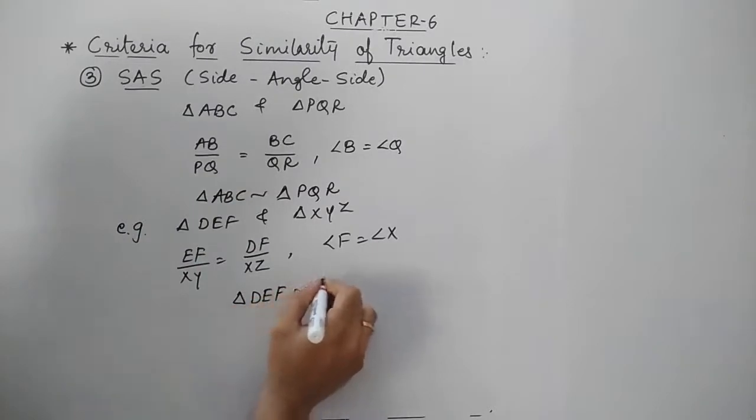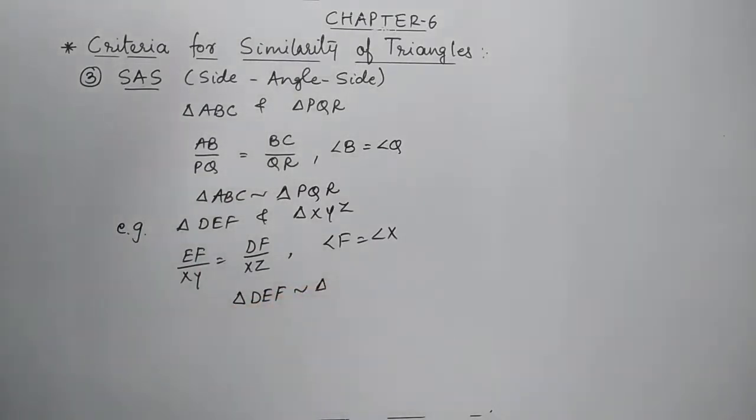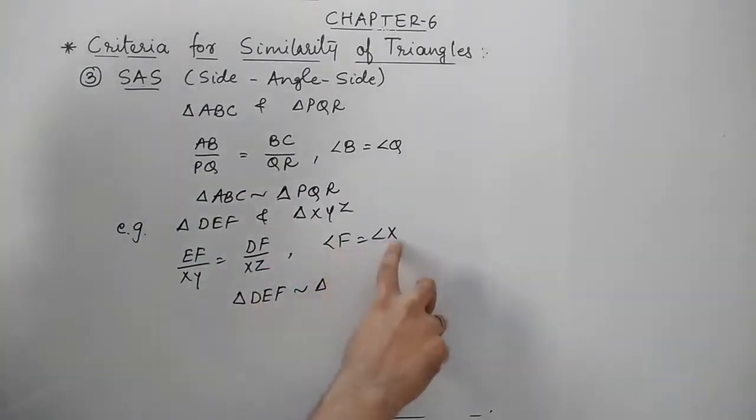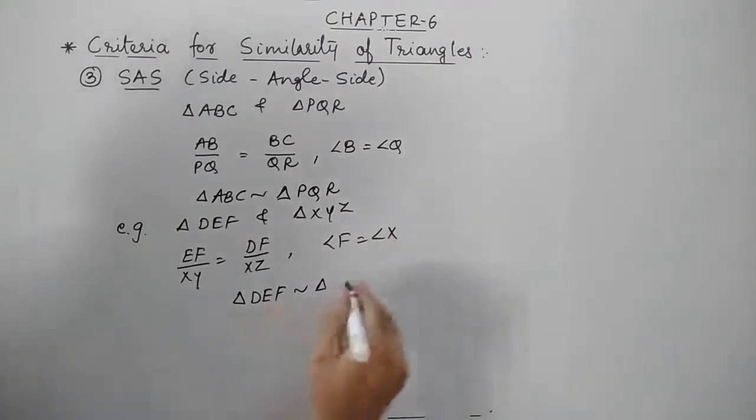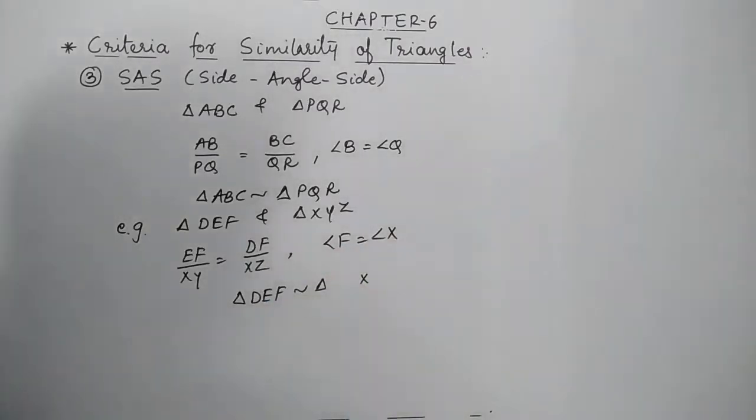Now let's show the similarity. First the angle F is equal to X. F is last, so X must be last. As F with X, so E with Y. E is second, so Y must be second. So obviously D with Z. So we can say that DEF is similar to ZYX.